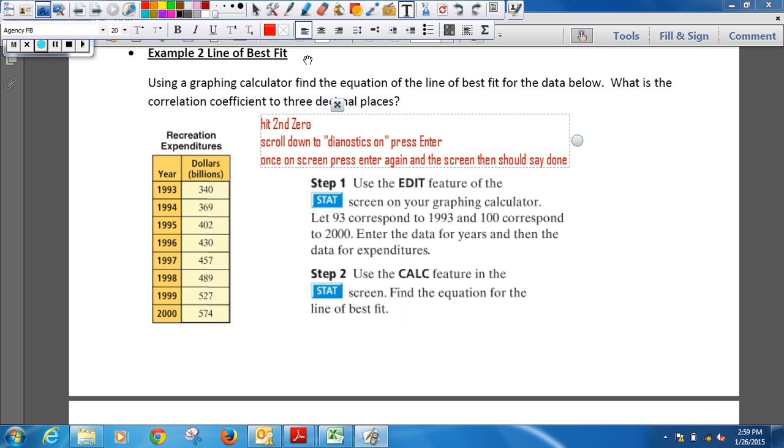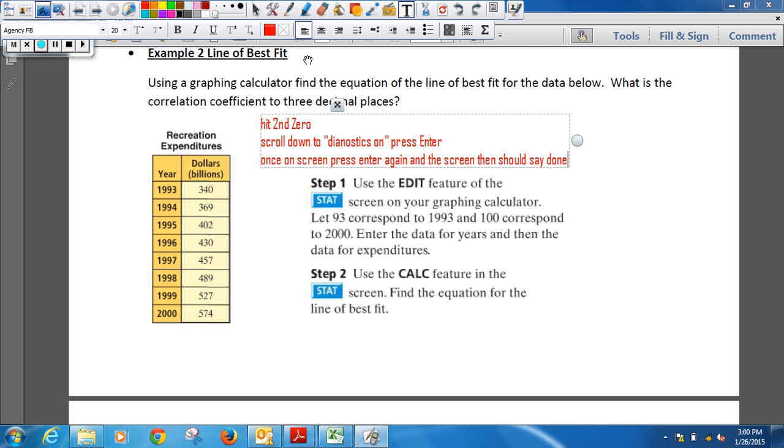It says use the edit feature of the stat screen on your graphing calculator. So you are going to go to stat and then you're going to hit enter. Stat is next to the arrow keys and then you're going to hit enter because edit is 1. It says enter 93 for 1993 and 100 for 2000. So for 93 I enter 93 in the graphing calculator, 94, 95, 96, 97, 98, 99, and 100 for 2000. So basically it's making a list under L1.